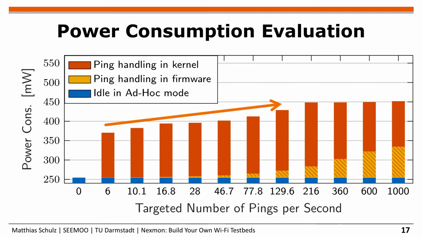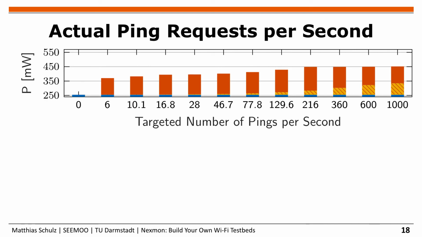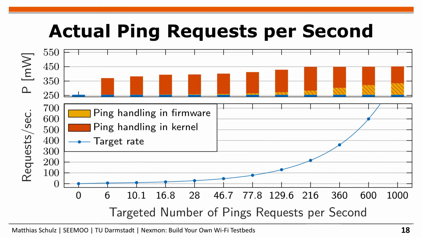Another thing you can see here is with an increasing number of pings per second, the energy consumption goes up, but at a certain number of pings per second, it just stays constant. So we were asking ourselves, how could this be? And therefore we analyzed another metric. It was the actual number of ping requests sent per second compared to the number of targeted ping requests we wanted to have.